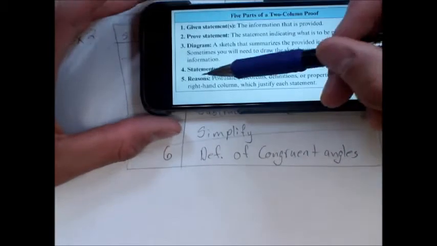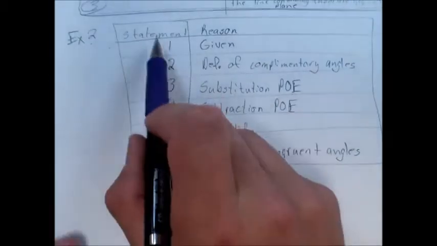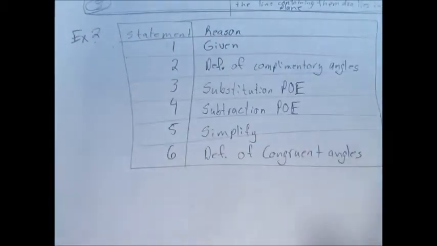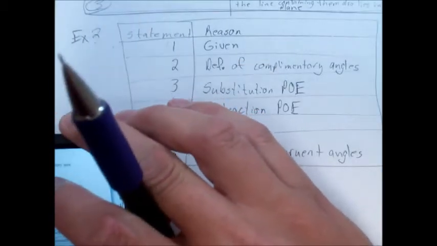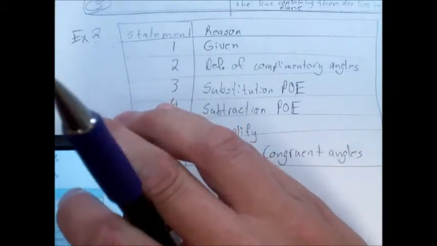Okay, and then you need your statements and your reasons column. And you always need those as titles. Consider those like titles. Flip the page, or look at the next page, I guess. On example 3, it gives us a 2-column proof that we need to write.